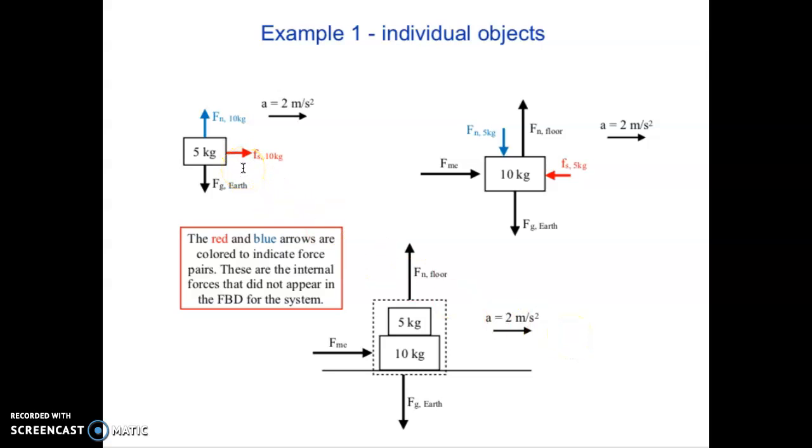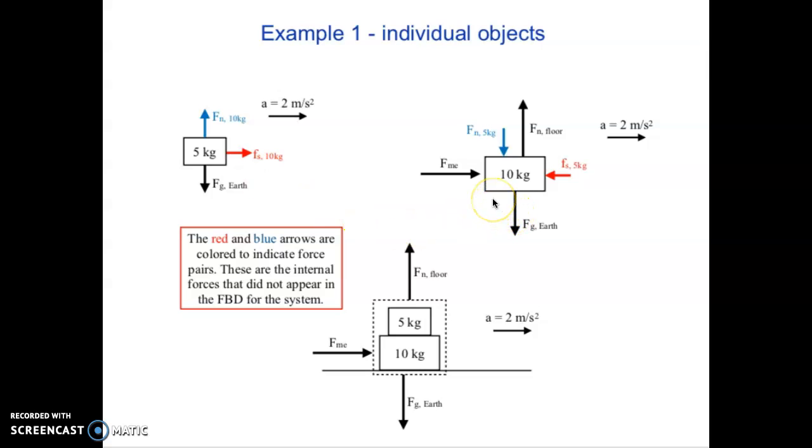So the horizontal force of friction must point to the right. Friction must be what's causing the acceleration. And this is static friction because the 5 kilogram box is not sliding. It is moving, but it is stationary relative to the 10 kilogram box. It is not sliding forward on the box or sliding backwards on the box. That's why this is static friction, not kinetic friction.